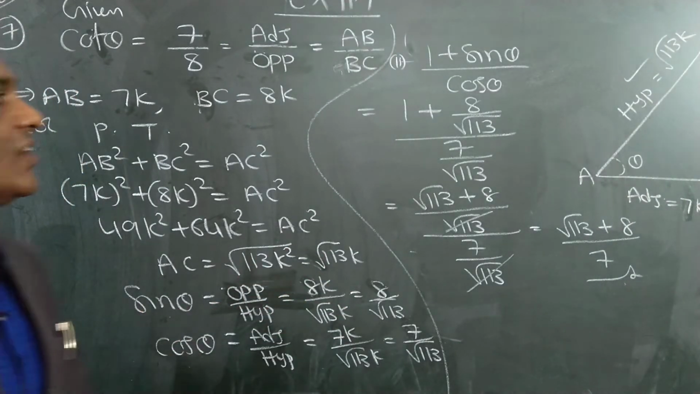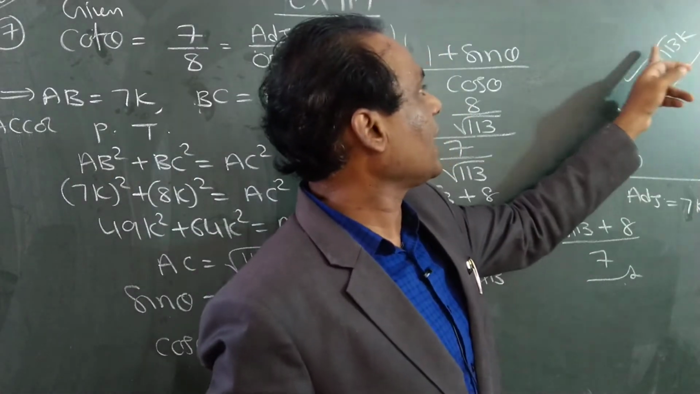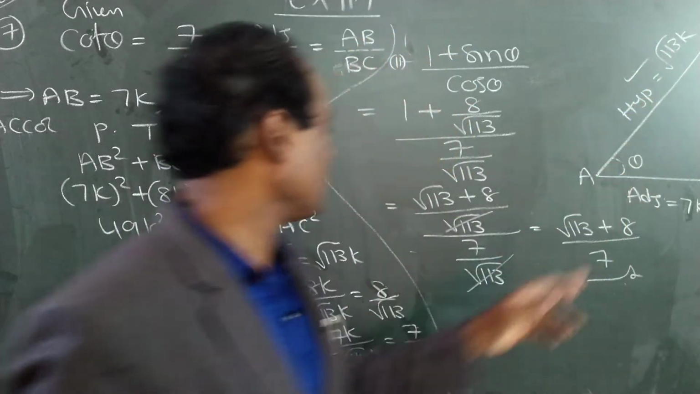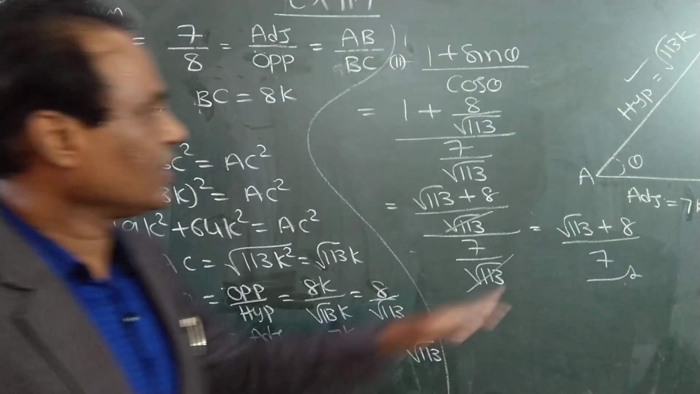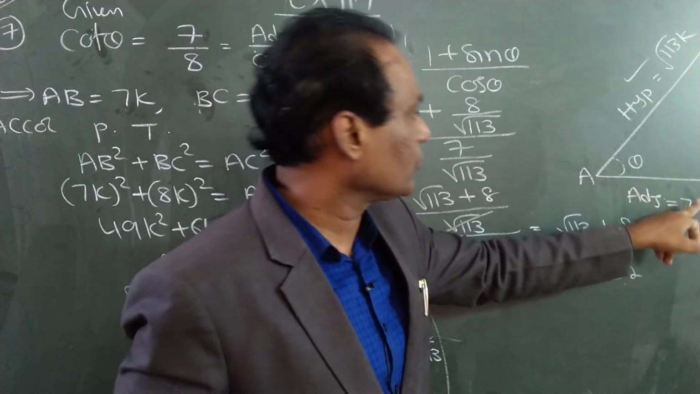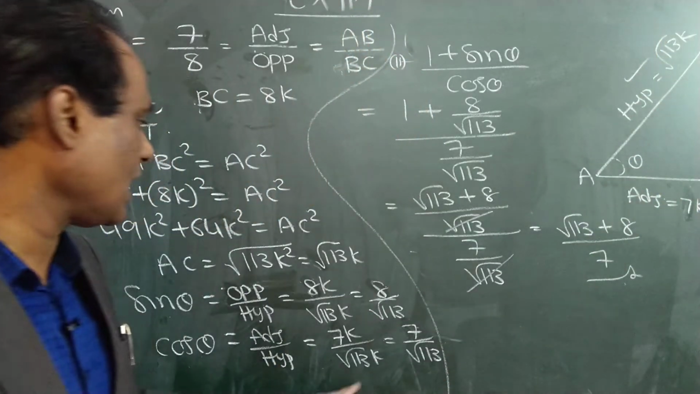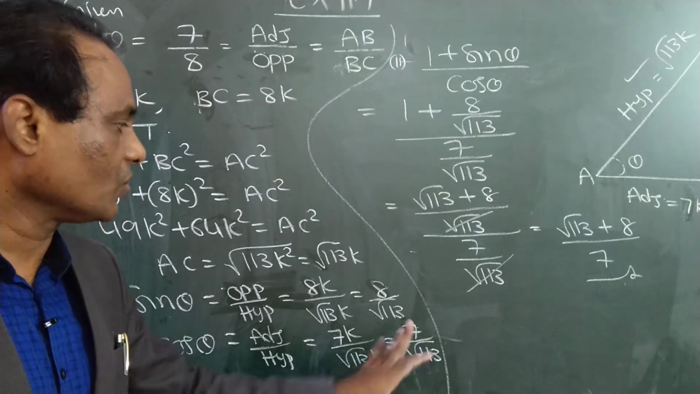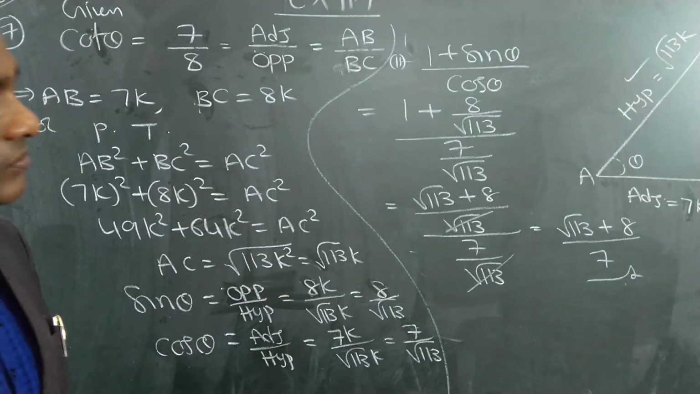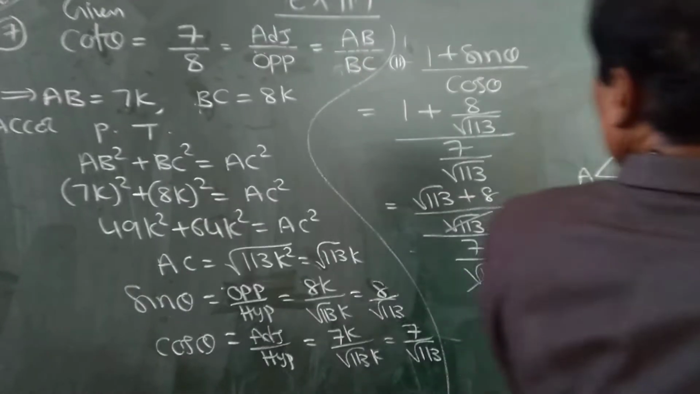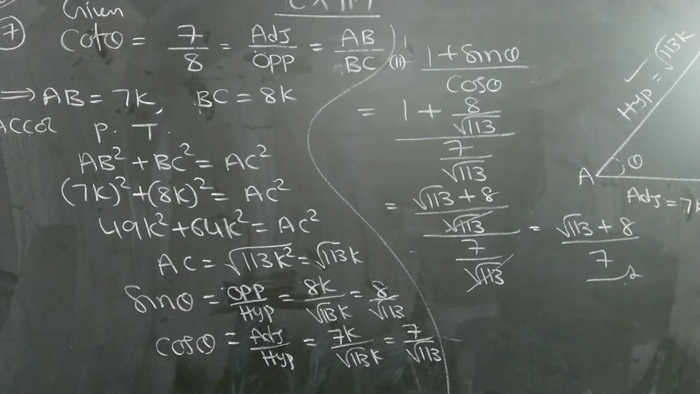Sin theta definition is opposite by hypotenuse, 8k by root 113 k. Cos theta definition is adjacent by hypotenuse, 7k by root 113 k. K cancels, 7 by root 113. That's it. Write the next problem, 8th question.